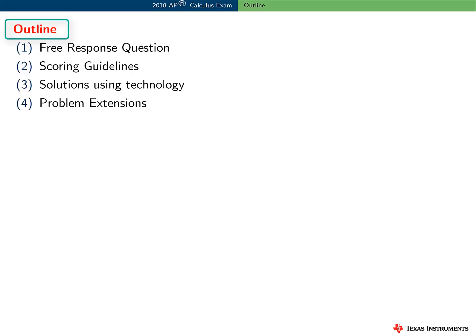Here's an outline of the information presented in this video. I'll start by reviewing the free response question, and then the scoring guidelines used at the AP Calculus reading. And I'll focus on the solutions presented in these guidelines, not how the points were awarded. Now, even though this question was not calculator active, I'll show you how to use technology to explore and answer parts of this question and to confirm solutions where appropriate.